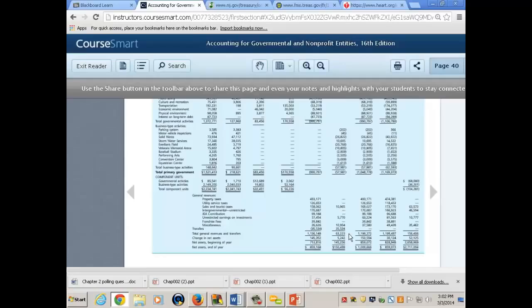Okay? So what we are going to be doing is understanding how to record transactions which impact those pieces. Okay? That's the general format. Again, we're going to be looking at this more in depth. This is just a preliminary introduction to the statement itself. So what did we see? We saw business activities were separated from governmental activities, right? And we had programs. Okay.